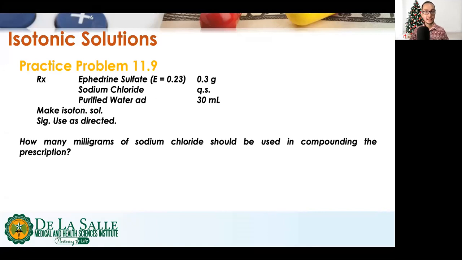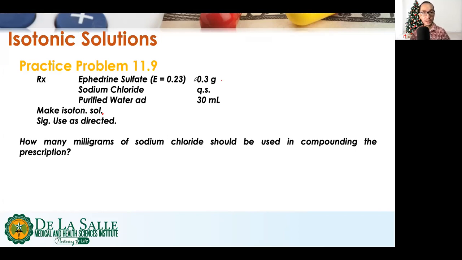Okay, now we are provided with a formulation. We need to determine the number of milligrams of sodium chloride that would make the solution isotonic. We have here ephedrine sulfate with an E value of 0.23, and according to the formulation, we add a sufficient quantity to make an isotonic solution. You are asked to determine how many milligrams of sodium chloride should be used in compounding the prescription.